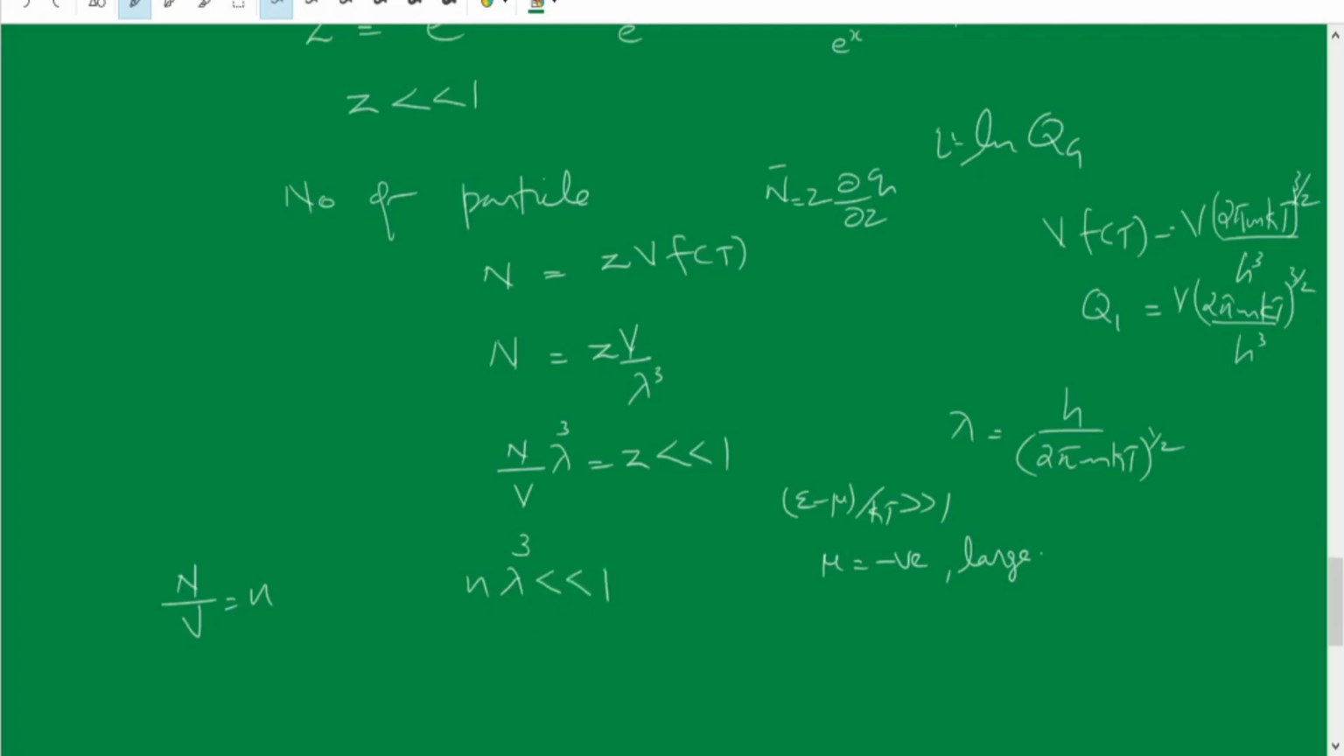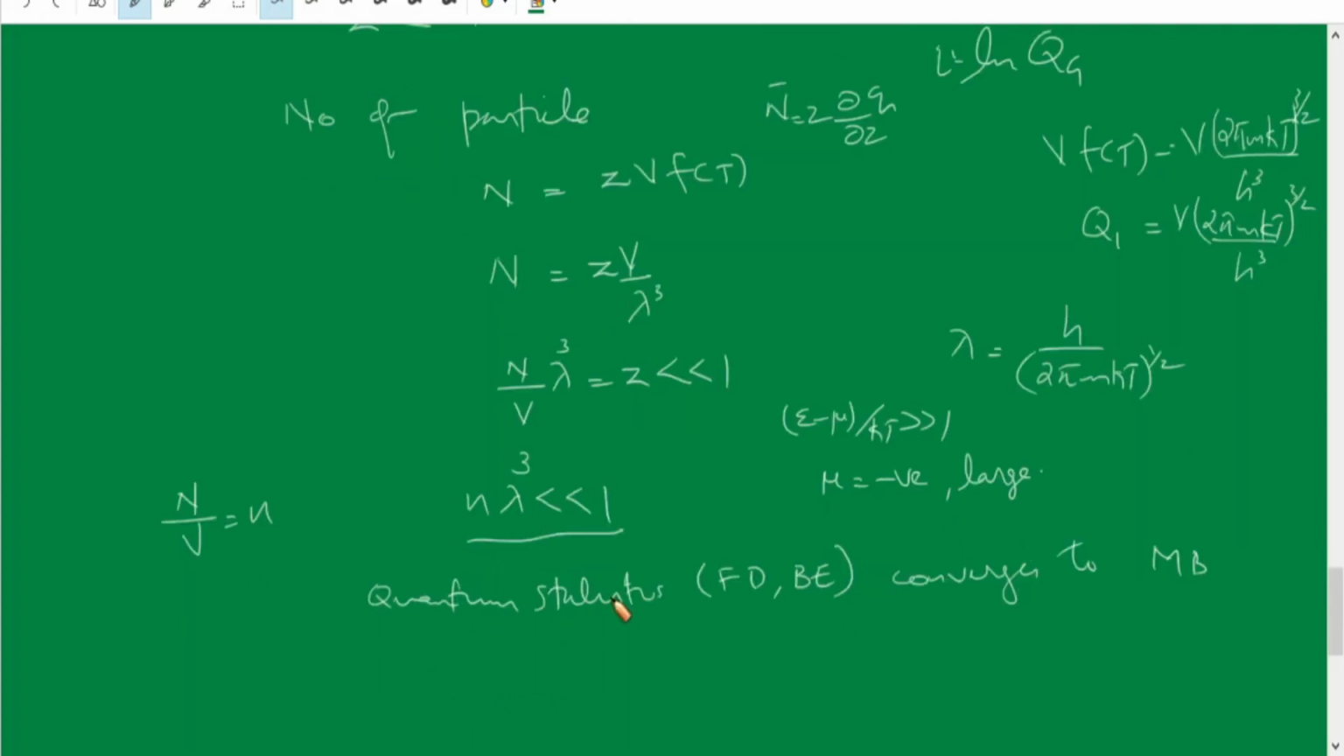If this is the case, the quantum statistics, that is Fermi-Dirac and Bose-Einstein, converges to, or merges into, the classical Maxwell-Boltzmann statistics. So the condition is this: when n lambda cube is much less than 1, quantum statistics become classical.